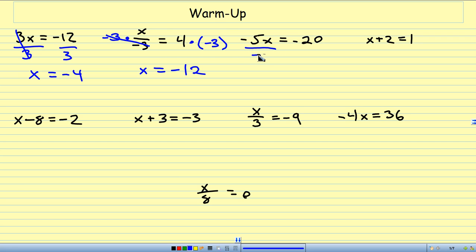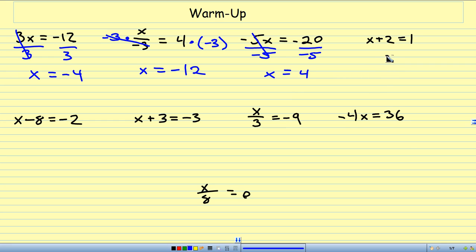I've got negative 5x equals negative 20. Divide both sides by negative 5. The negative 5's cancel out. I get x equals negative 20 divided by negative 5, which is positive 4.